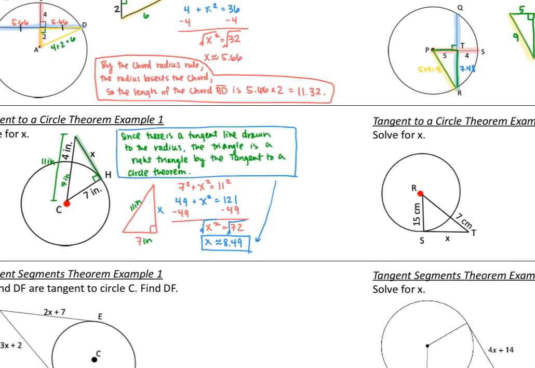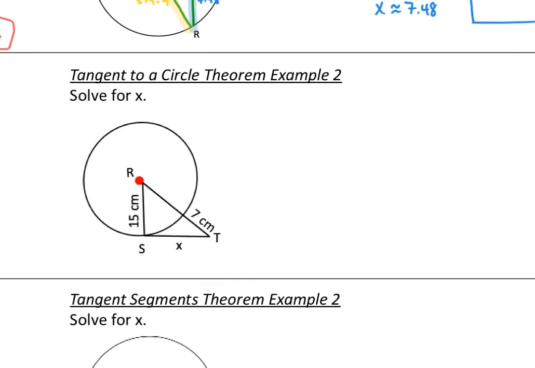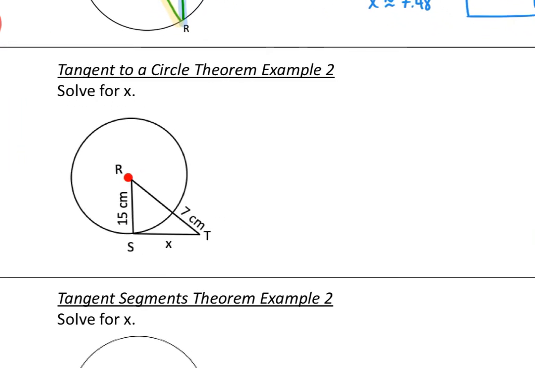All right, let's take another look at another example. This is pretty similar. I'm not going to rewrite my explanation since I wrote it already in example 1, just to make things go a little bit more quick, because it's going to be the same exact explanation. Whenever you have a tangent line drawn to the radius, it forms a right angle, which means this is a right triangle.